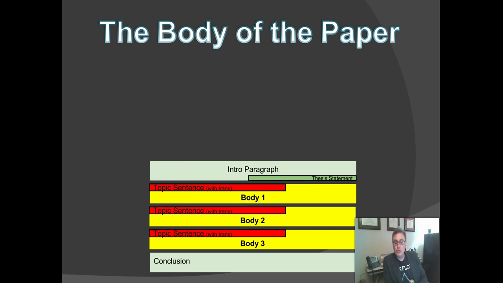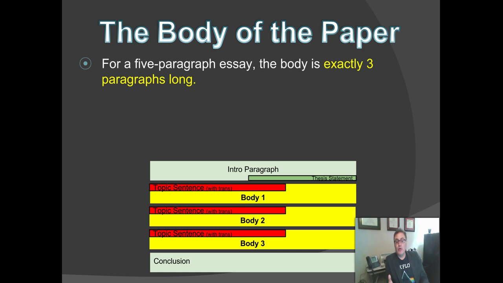And as I've shown you in the graphic here at the bottom of this screen, the body of your paper is the bulk of your paper. It is where you're going to spend the most time, because you're really trying to help readers understand why your thesis statement is in fact true, or why they ought to believe what it is that you're trying to get them to believe. And so in a 5 paragraph essay, the body of your paper is exactly 5 paragraphs long.